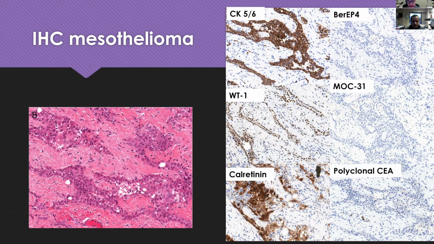The important differential here is that we have to prove this is not a carcinoma. We do this with immunohistochemistry because morphologically there are only some soft clues, which we go into in the book. You really need to do the immunohistochemistry to prove that this is of mesothelial origin. Would you agree with that, Sanjay?